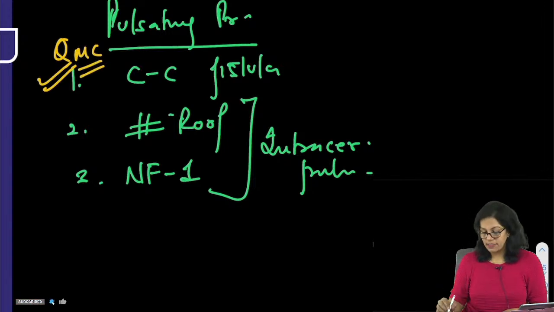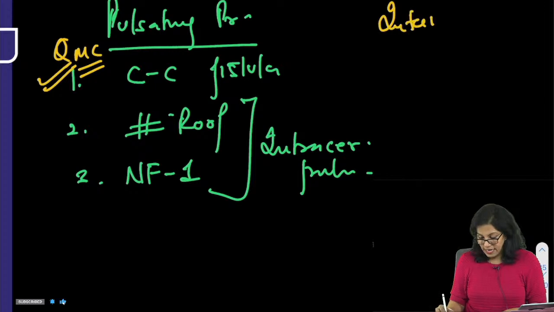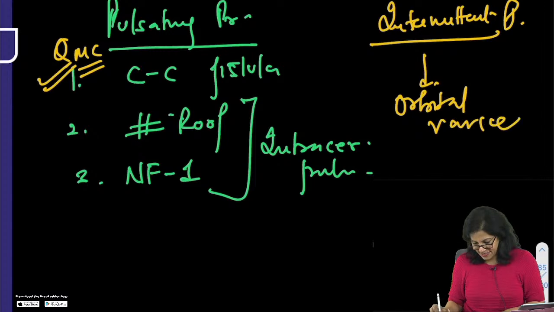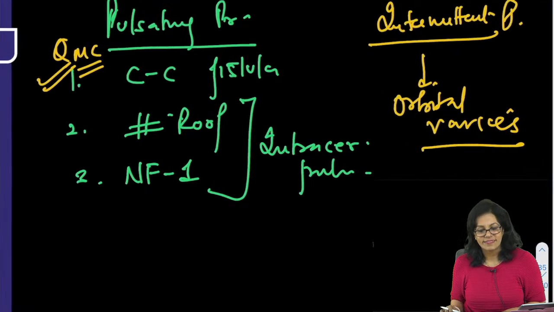And what is intermittent? Many of you make a mistake. Intermittent means sometimes the eye is normal, sometimes it is proptosed. The only cause is varicose veins in the orbit, orbital varices.